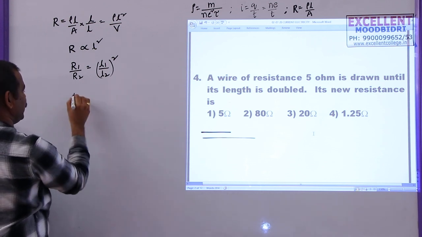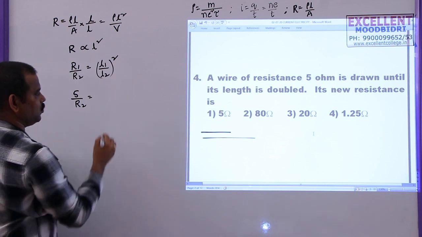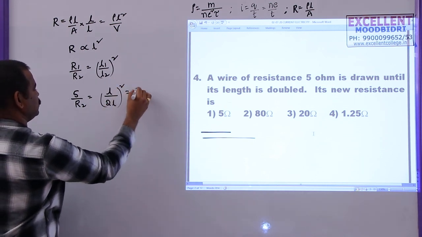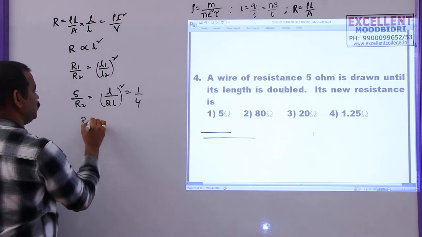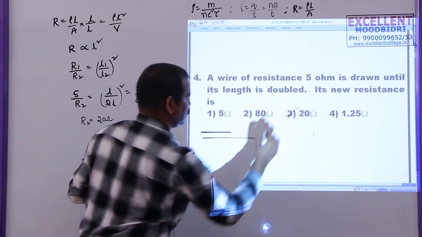Initially the wire has a resistance of 5 ohms, and the second resistance we need to find. Initial length was L and final length was 2L, whole square. So this is 1 by 4. R2 is equal to 20 ohms. So option 3 is correct.